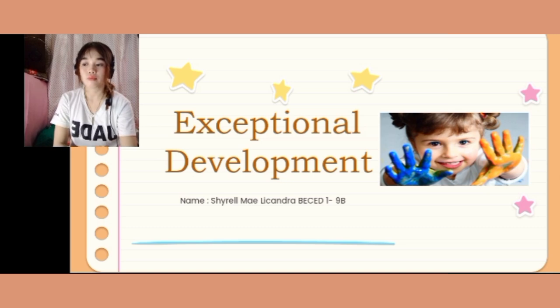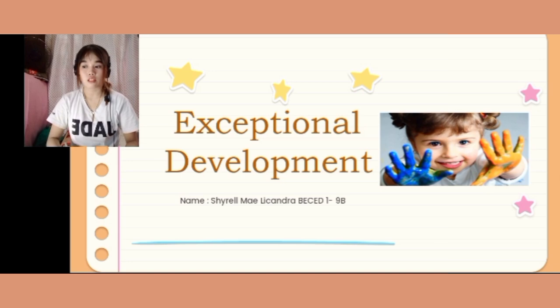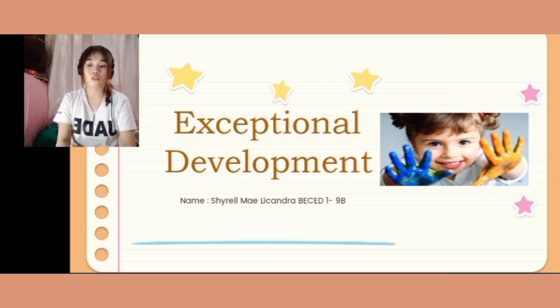So, under exceptional development, there is what we call learning difficulties. When we say learning difficulties, it involves difficulties in a specific cognitive process like perception, language, memory, or metacognition that are due to other disabilities like mental retardation, emotional, or behavioral disorder. So, under learning difficulties, there are three types: first, we have dyslexia, dysgraphia, and dyscalculia.